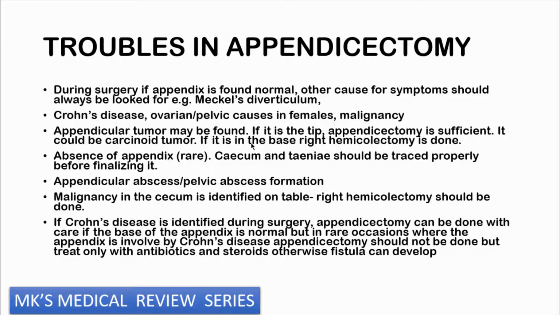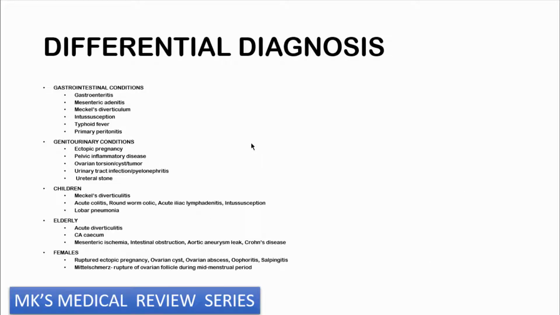And of course, sometimes you may discover malignancies in the cecum on the table, so you should perform a right hemicolectomy. And if Crohn's disease is identified during surgery, then appendicectomy can be done with care if the base of the appendix is normal, but on some rare occasions where the appendix is involved by Crohn's disease, appendicectomy shouldn't be done, but you only treat them with antibiotics and steroids, as otherwise a fistula is going to develop when you perform your appendicectomy. So differential diagnosis, there are many things that can present to you like appendicitis.